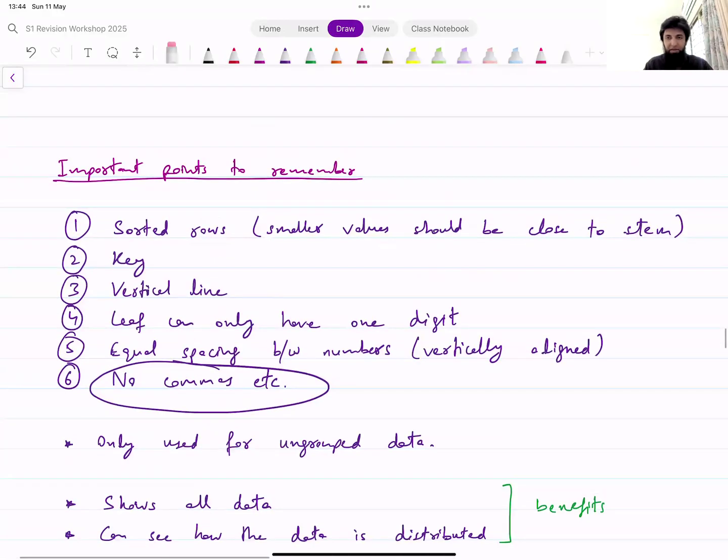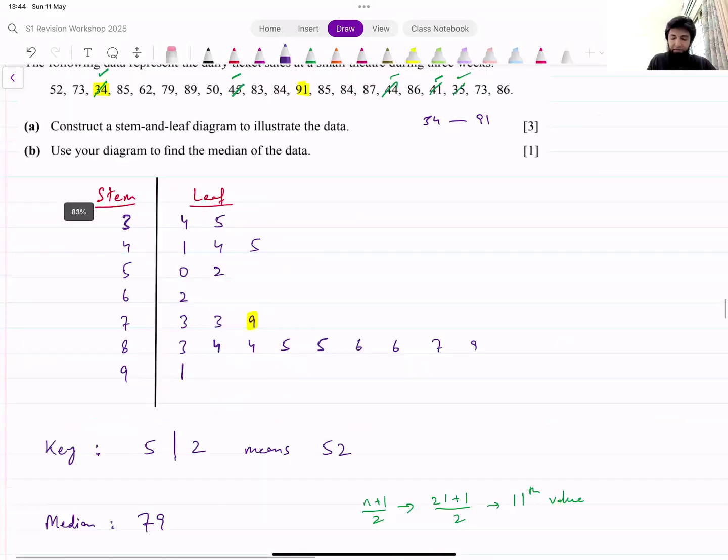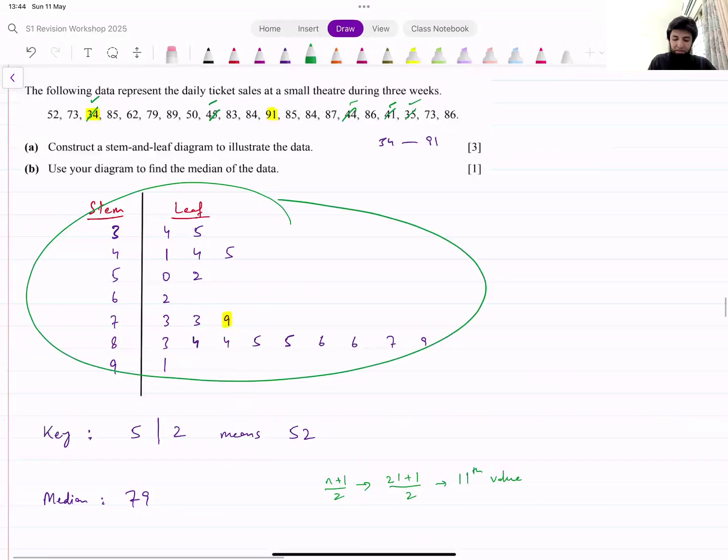You don't have any of that in a stem and leaf diagram. You only have numbers with gaps between them. Now, this is ungrouped data. Even in the form of a stem and leaf diagram, this is ungrouped data.